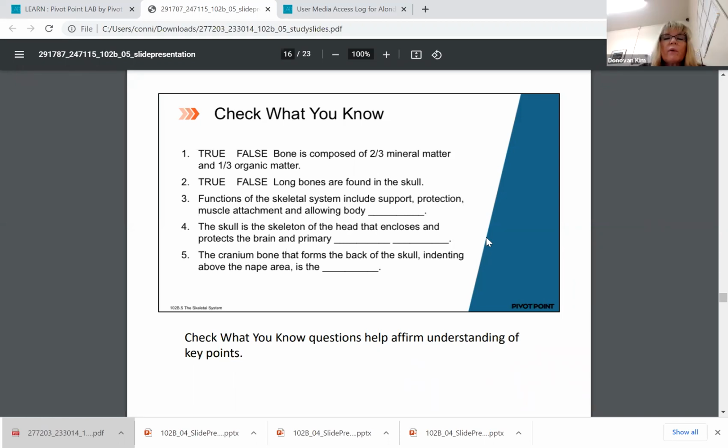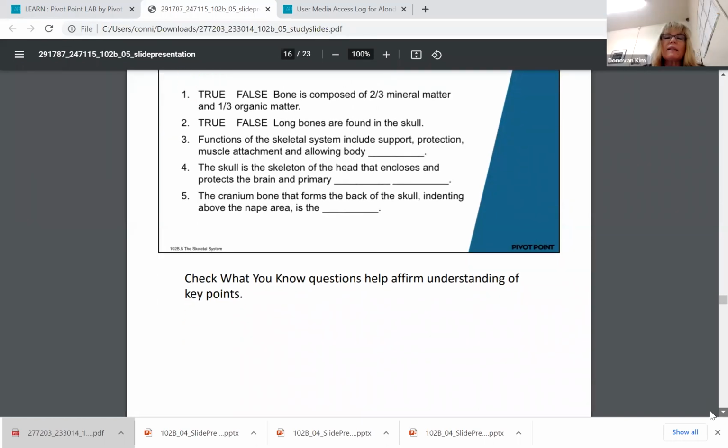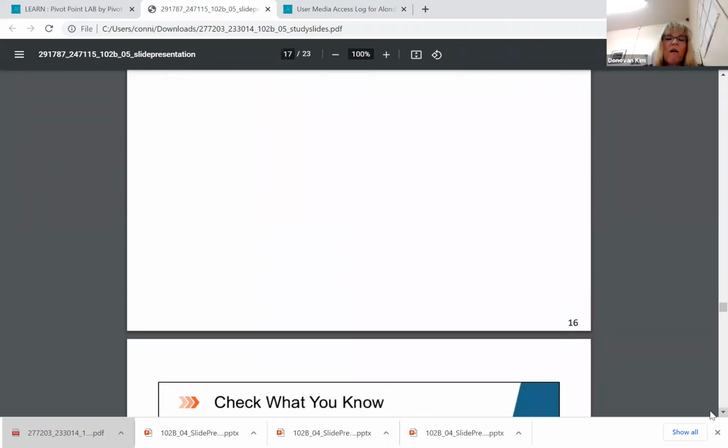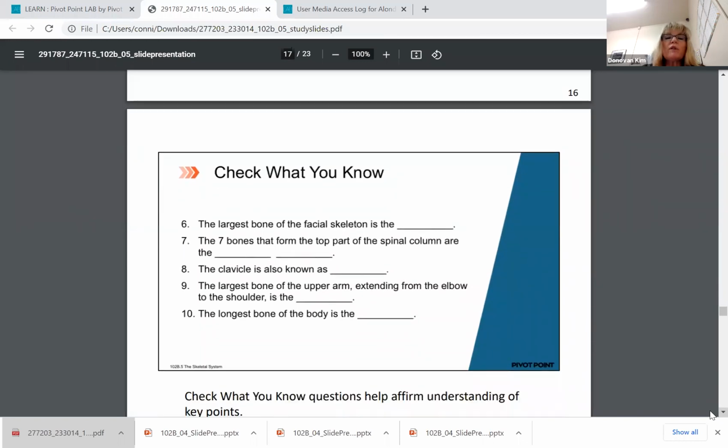The cranium bone that forms the back of the skull, indenting above the nape area, is what? We just went over that. Cranium bone in the back of your head. Number 5. That's not the crown, is it? No, the crown's on top. What's the one below? Occipital. Yeah, exactly. Okay, let's go back up to Julian.